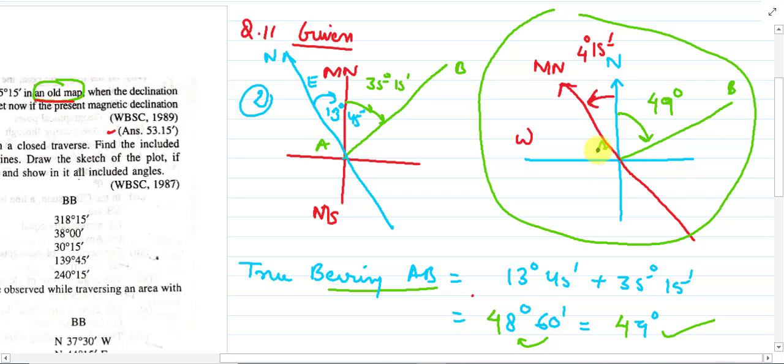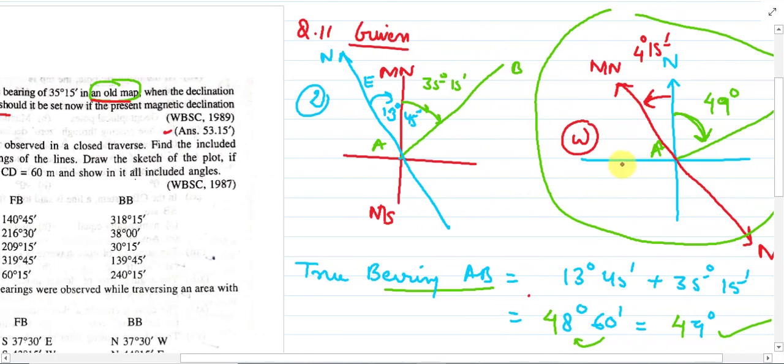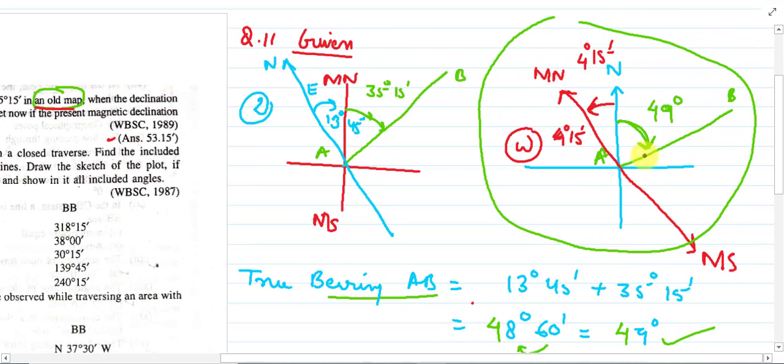We draw our line AB with green color and our true north direction toward the upward direction. The angle from the true north or true meridian of line AB is 49 degree. Now according to the question, the magnetic declination is toward the west. So we draw this magnetic meridian line, magnetic north to magnetic south, an imaginary line. This line leans toward the west, and the angle given here is 4 degree 15 minute.